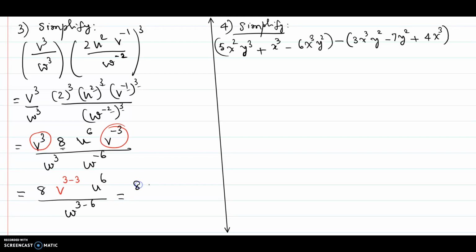So it is 8 v to the power 0, which is 1, u to the power 6 divided by w to the power negative 3. So it is 8 u to the power 6. W to the power negative 3 below can be brought to the numerator and be written as positive exponent. So it is 8 u to the power 6 w to the power 3.